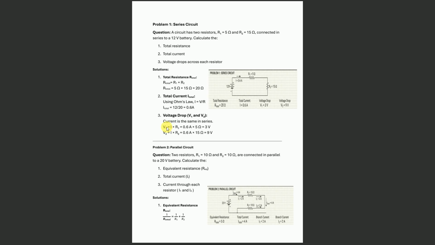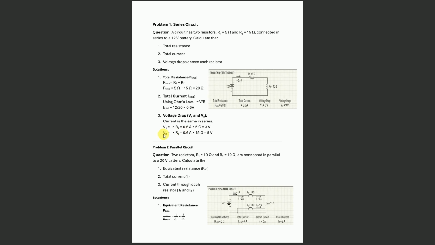So just we have to use formulas which I mentioned in today's lecture. V1 is equal to I into R1. So I is 0.6 ampere and R1 is 5 ohm. Just multiply these two quantities, we get 3 volt. So we can say that the voltage drop across resistor R1 will be equal to 3 volt.